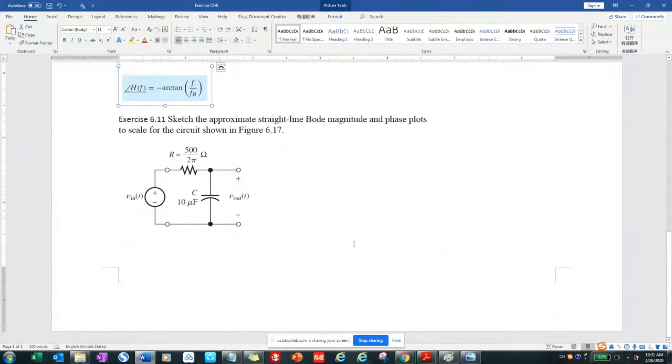Now let's look at the last question. For the last question, it asks us to sketch the approximate straight line Bode magnitude and the phase plot. So we know that if you are asked to figure out the Bode plot magnitude and the phase plot, the first thing you need to know is to identify what type of filter it is.